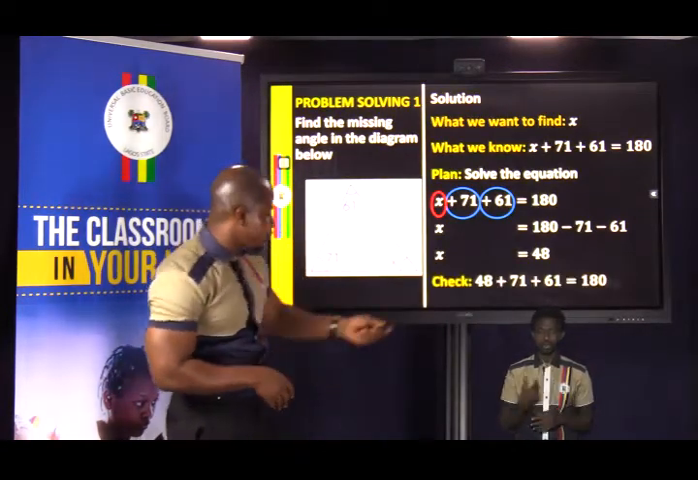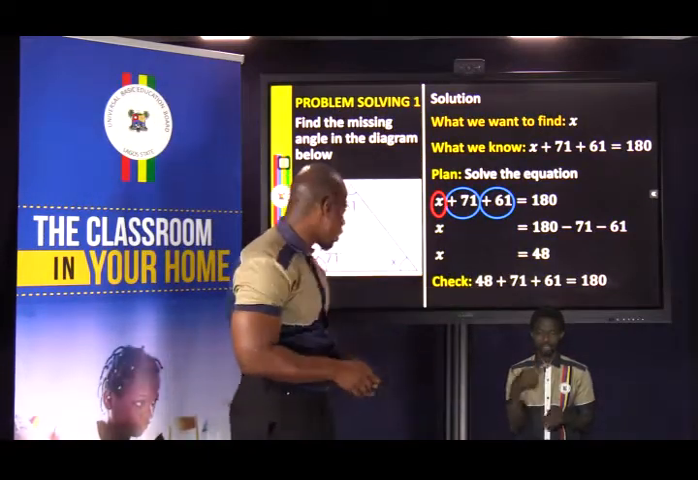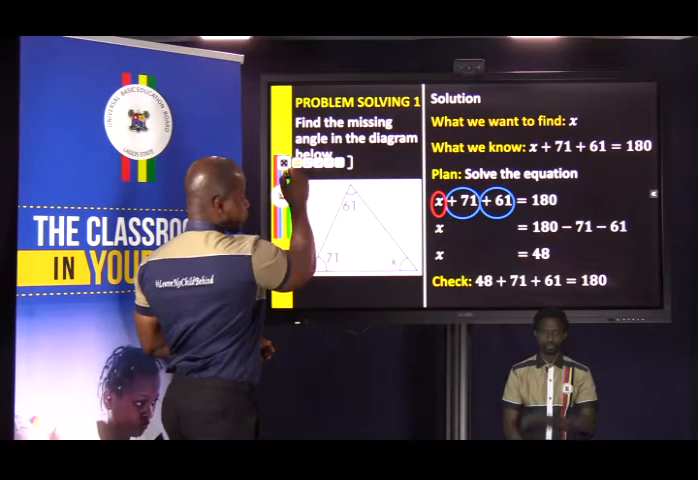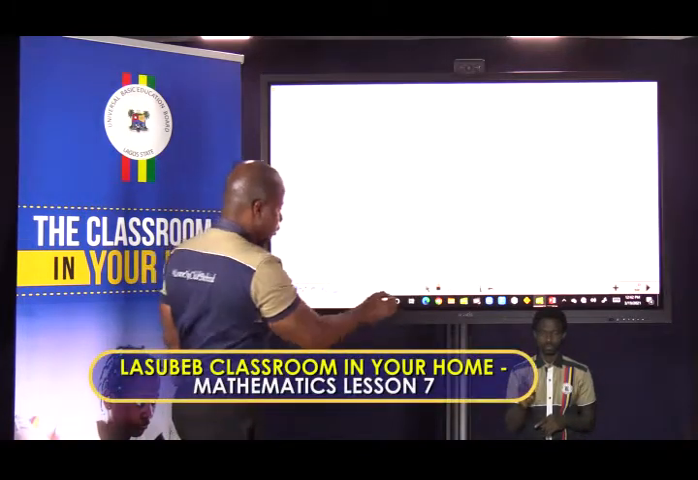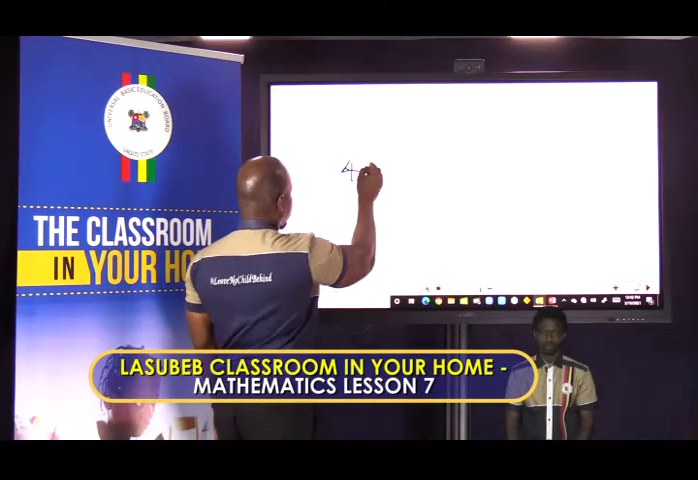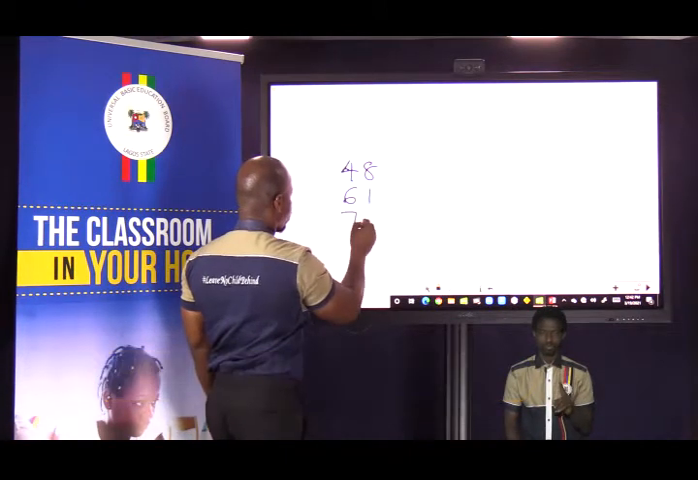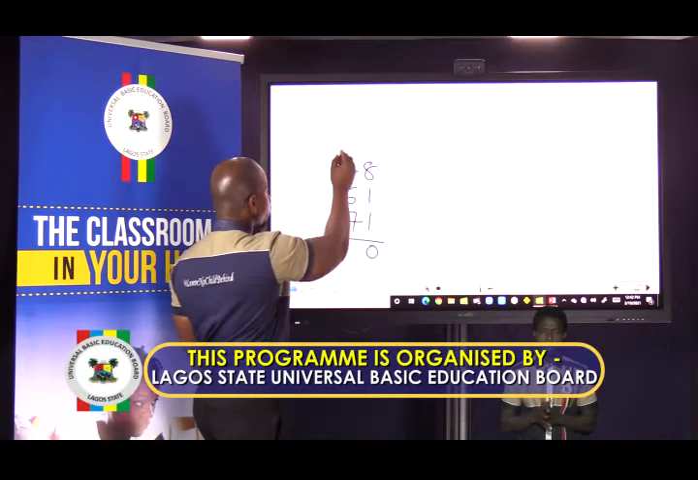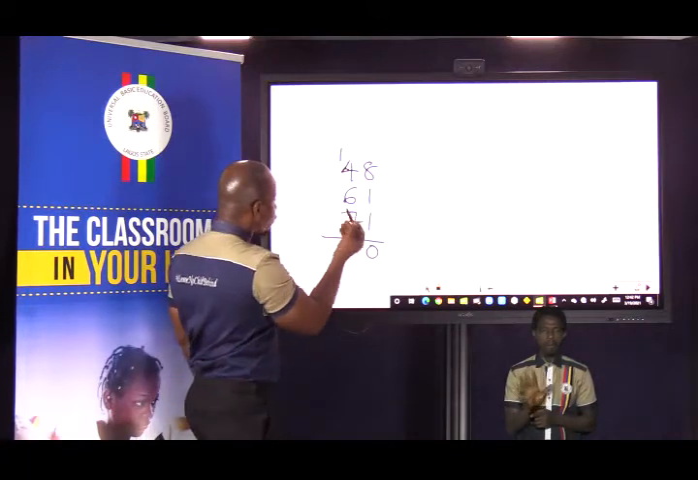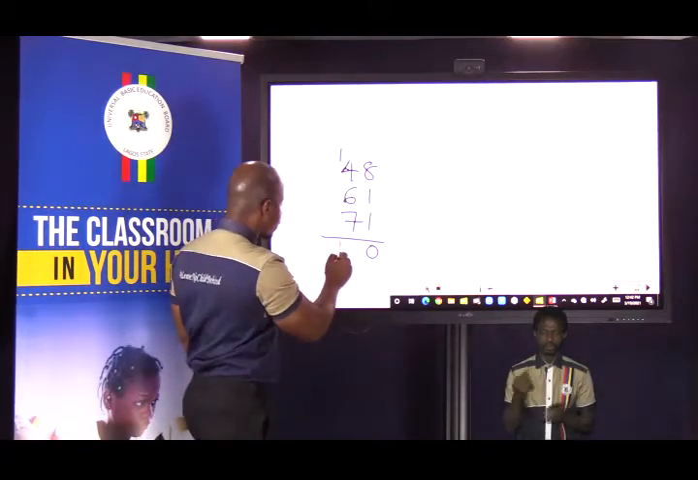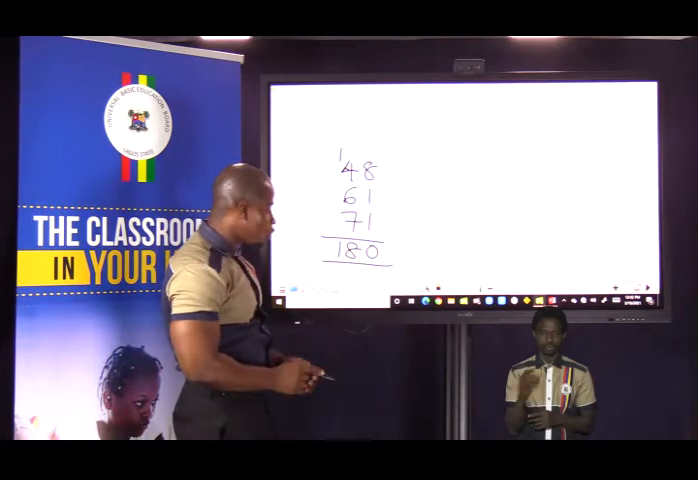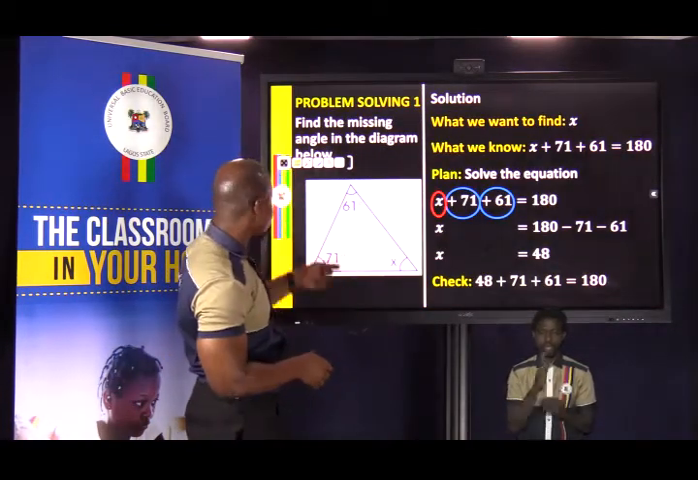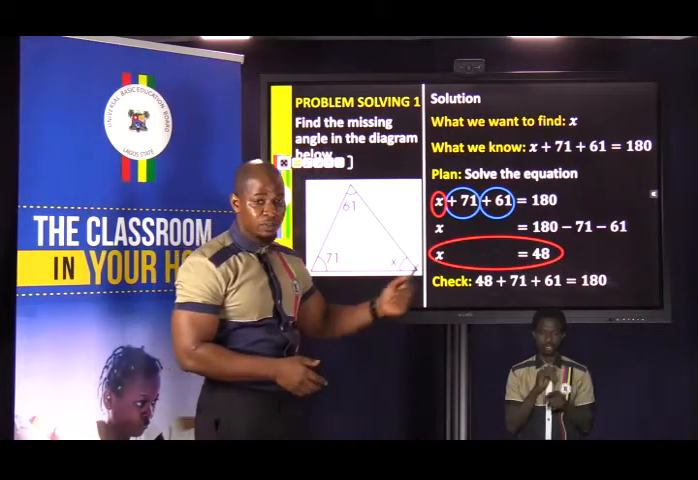So let's check. If we had 48 plus 71 plus 61, let's do that somewhere. 48 plus 71 plus 61. Of course, 8 plus 1 is 9. 9 plus 1 is 10. Write 0, carry 1. 1 plus 4 is 5. 5 plus 6 is 11. 11 plus 7 is 18. So we'll get 180 degrees, my friend. And so that means that our final answer is 48 for the value of x.